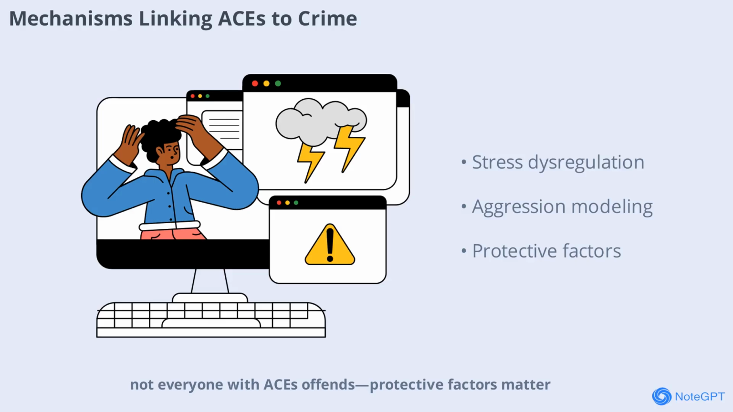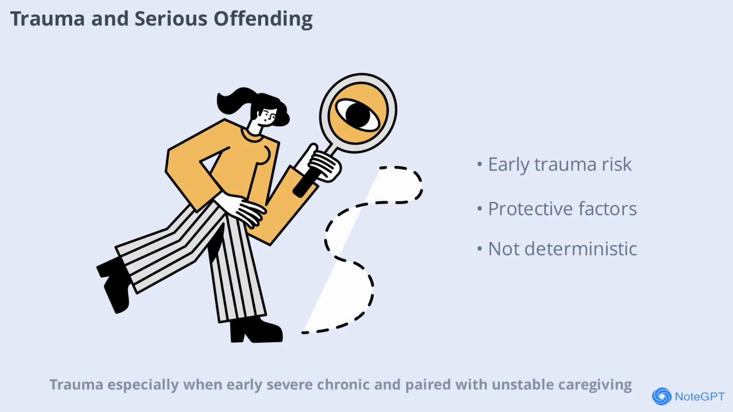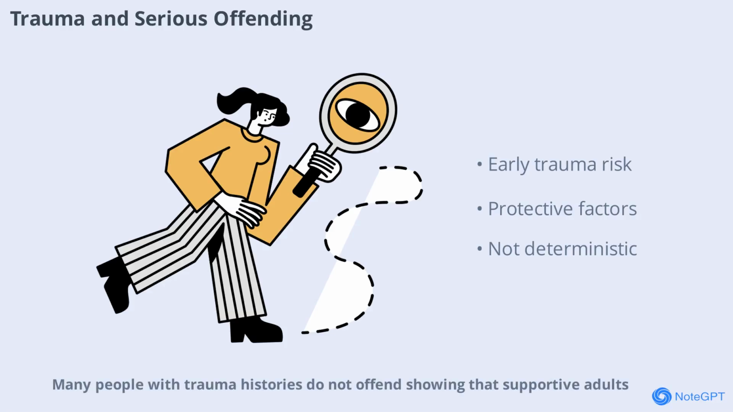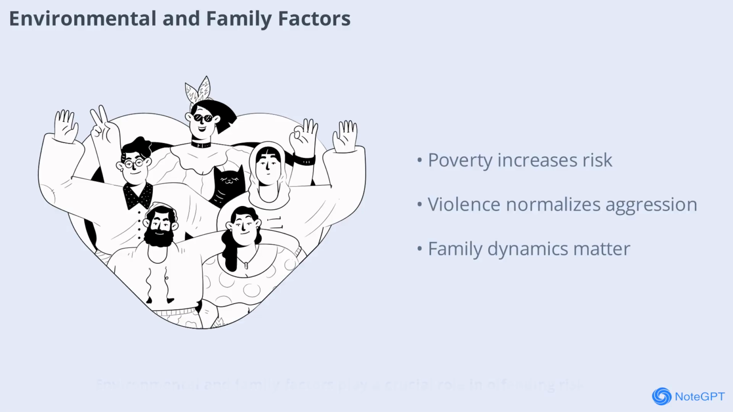Protective factors matter. Trauma, especially when early, severe, chronic, and paired with unstable caregiving, is strongly linked to later behavioral outcomes. However, trauma increases risk but does not determine outcomes. Many people with trauma histories do not offend, showing that supportive adults, stable schooling, and community resources can act as protective factors. Environmental and family factors play a crucial role in offending risk.